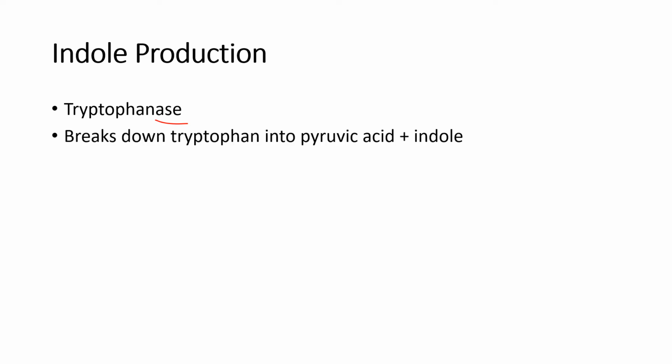When tryptophan is broken down by tryptophanase, it produces pyruvic acid and indole. And pyruvic acid, you should remember, is the product of glycolysis. When glucose is broken in half, it produces 2 pyruvic acid molecules. For this experiment, the indicator you would have used is Kovacs reagent. When Kovacs reagent comes in contact with indole, it turns pink.